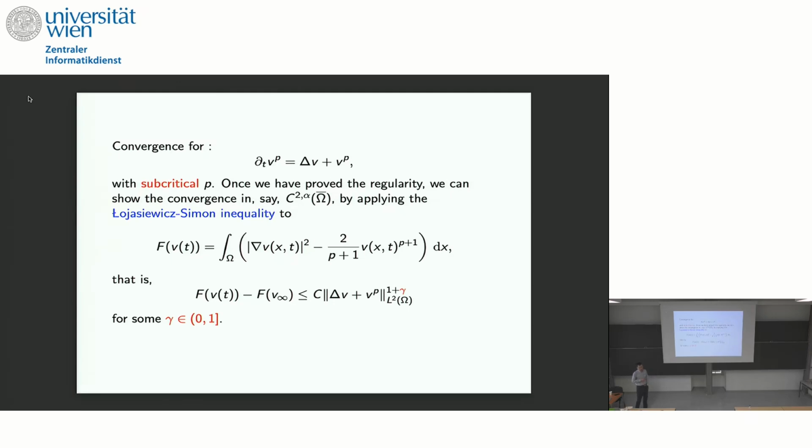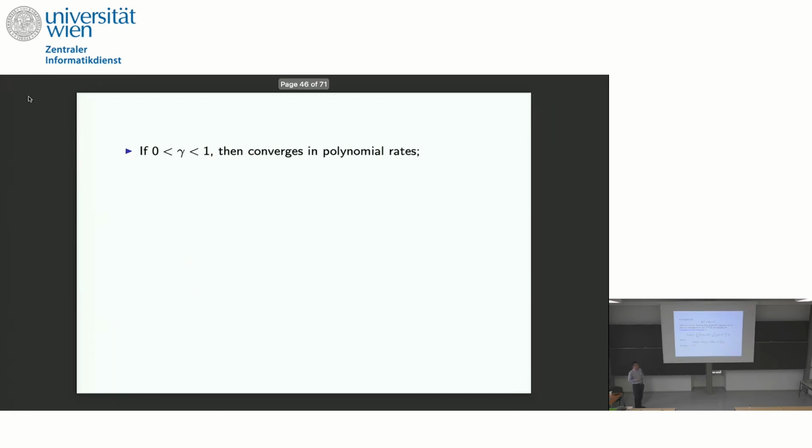So whether gamma equals 1 or not 1 will have a difference in terms of the convergence rate. So if gamma is less than 1, the convergence rate can only be improved to be algebraic, polynomial convergence. And if gamma equals 1, the convergence will be exponential.